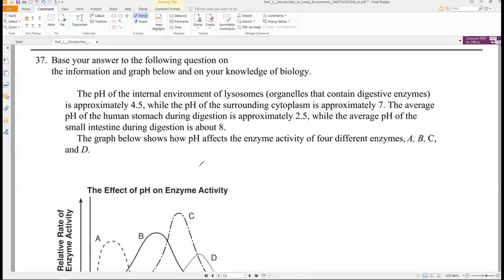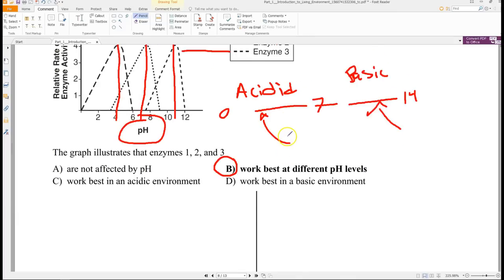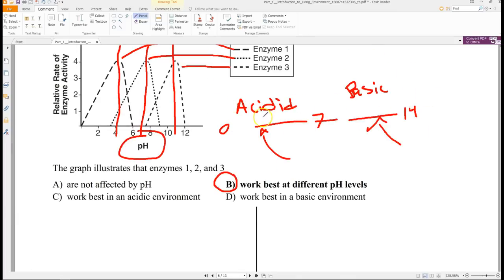Moving on. We're almost at the end. Okay, here we have a high-level question. Always start from the top. Take your time, annotate. Base your answer to the following question on the information and graph below and on your knowledge of biology. So, let's keep going. The pH of the internal environment of a lysosome, which is an organelle that contains enzymes, is approximately 4.5. This is acidic. If we go back to the pH scale that I made, it falls under here, so it's on the acidic side.